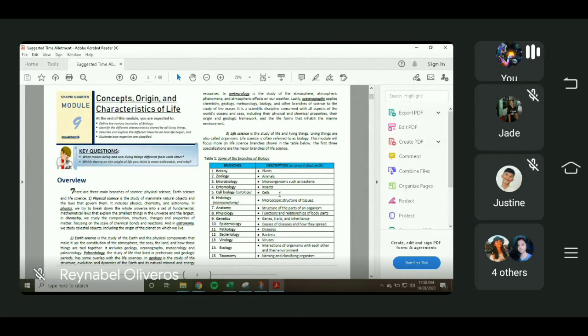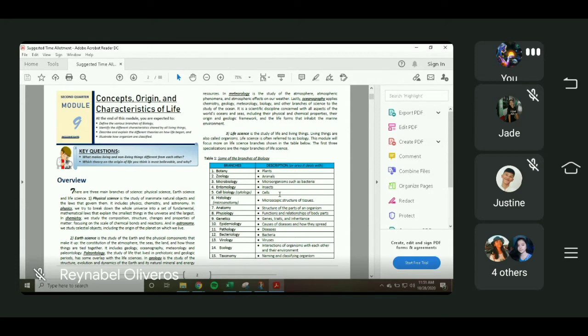When we say physical science, it is the study of inanimate natural objects and the laws that govern them. It includes physics, chemistry, and astronomy. That is what physical science covers. We will discuss more on that in the third quarter and fourth quarter. So physical science covers chemistry, physics, and astronomy.